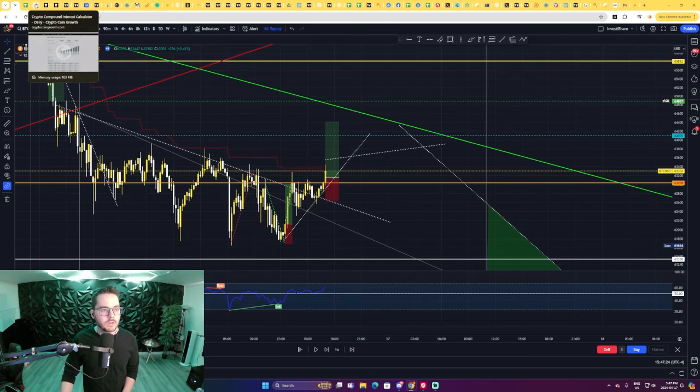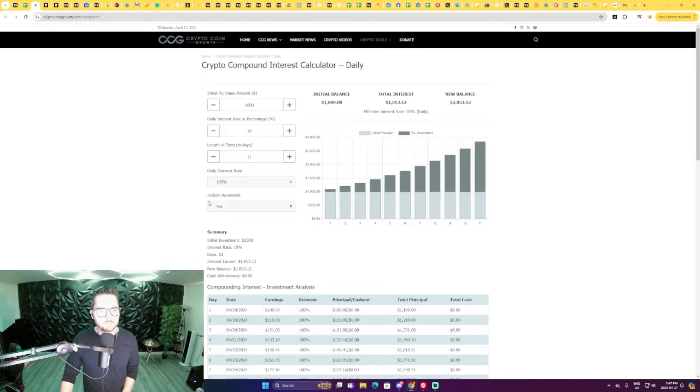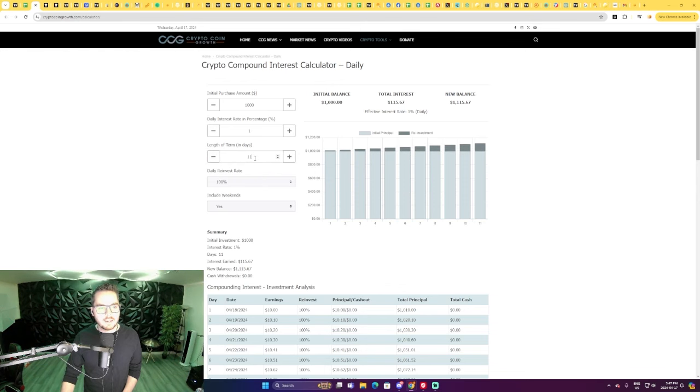So I'm going to show you a cool tool over here. This is one that really got me into trading. Just a little calculator. You type in the initial investment amount, like how much you're going to be trading with. Let's say it's just $1,000. And your daily interest rate, think of this as your daily goal for how much you're going to try to earn per day as a trader. Let's say it's 1%, right? And how many trades you do. So let's say you do 300 trades, right?